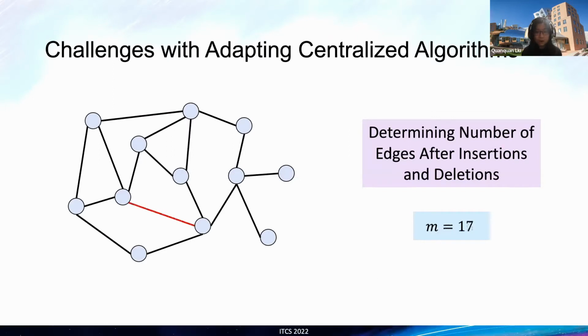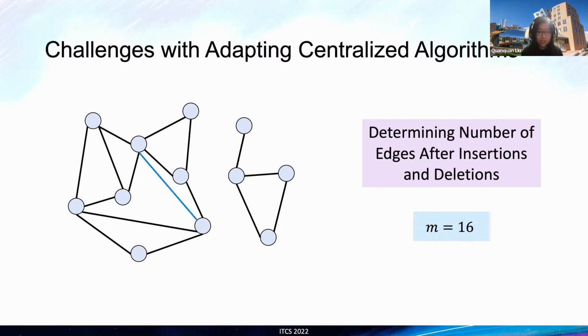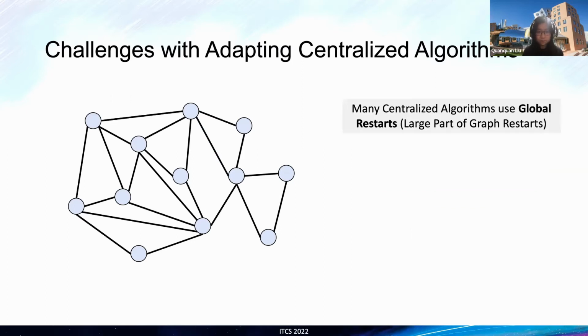There are a number of challenges for adapting centralized dynamic graph algorithms to the distributed setting. First, it is difficult for all nodes to determine the number of edges in the graph if updates on disconnected components of the graph occur. Because the edges represent communication links, two disconnected components have no way to communicate with each other how many edges are in their respective components. This is an issue because many algorithms use such information.